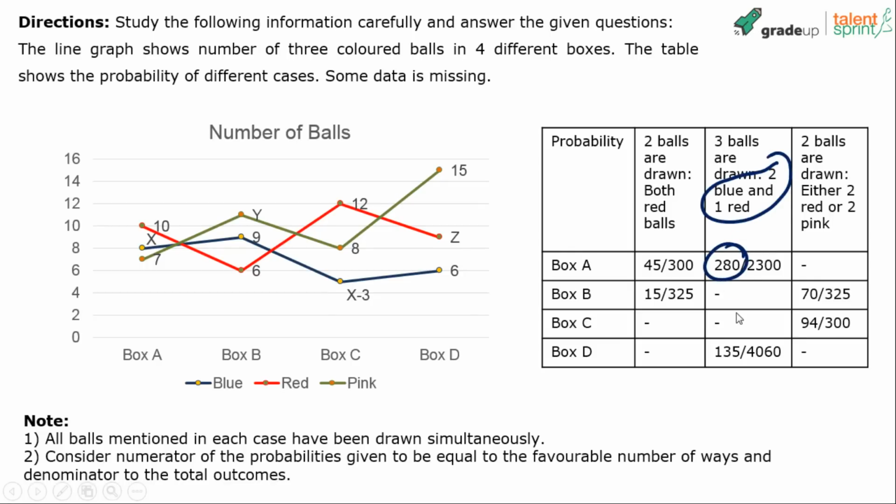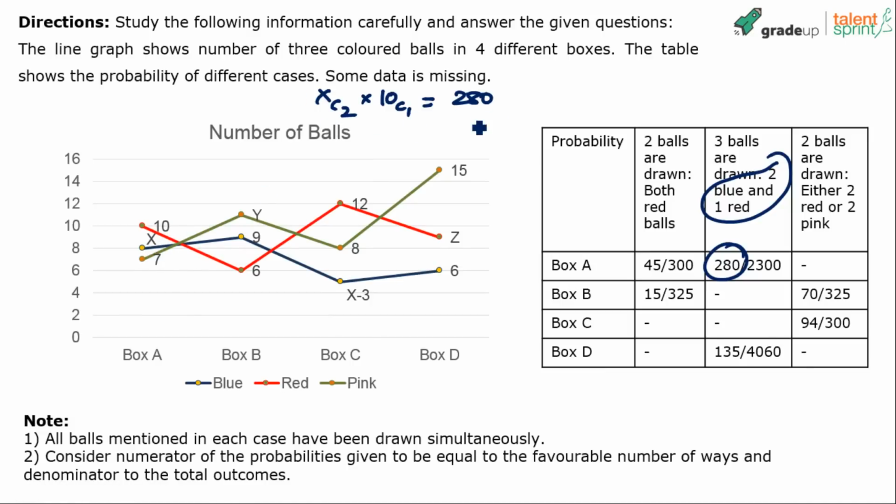Now 2 blue balls, total how many blue balls? X blue balls. So in how many ways can you select 2 out of X balls? XC2 ways, into 1 red ball. Total how many red balls? 10 red balls, into 10C1, is equal to 280. I have to choose 2 blue balls and 1 red ball. 2 blue balls can be chosen in XC2 ways. 1 red ball can be chosen in 10C1 ways because there are total 10 red balls. This is equal to 280.